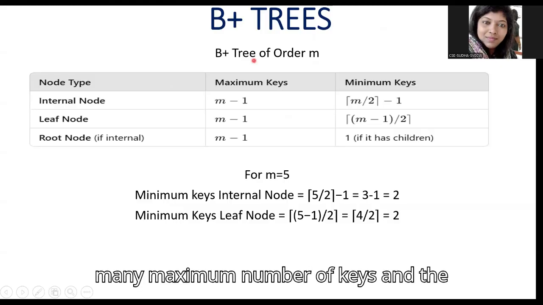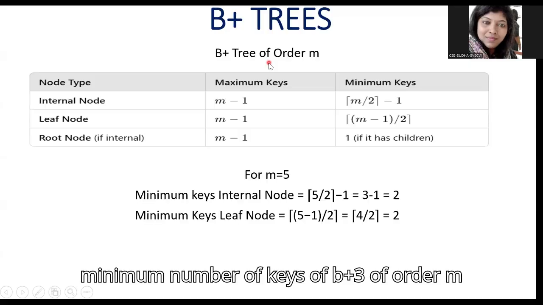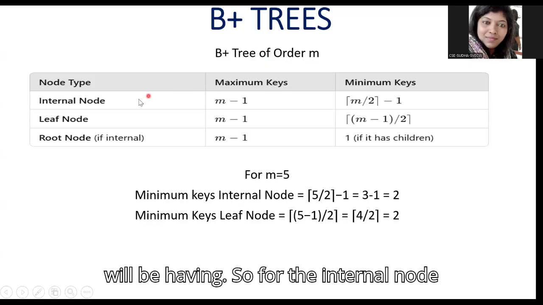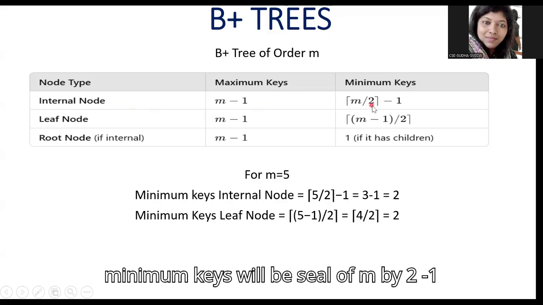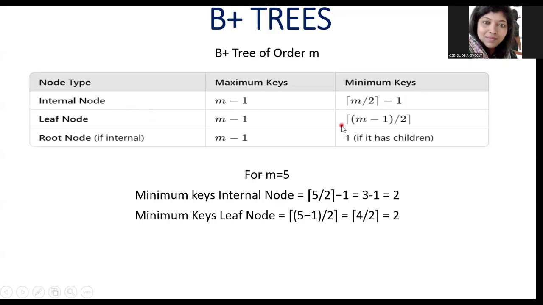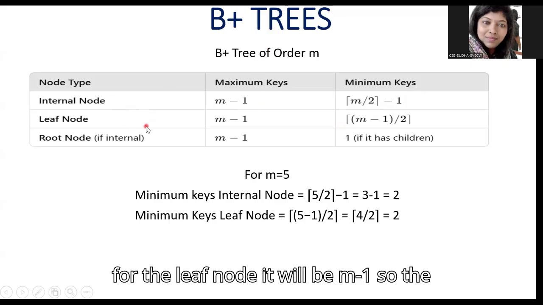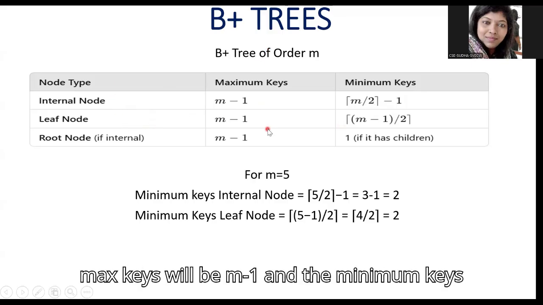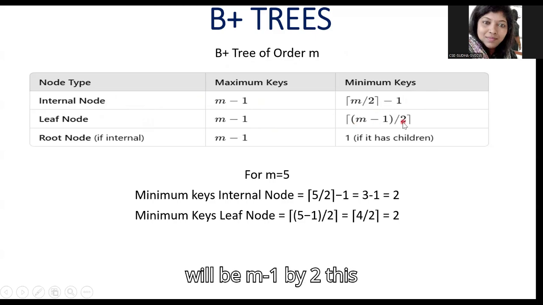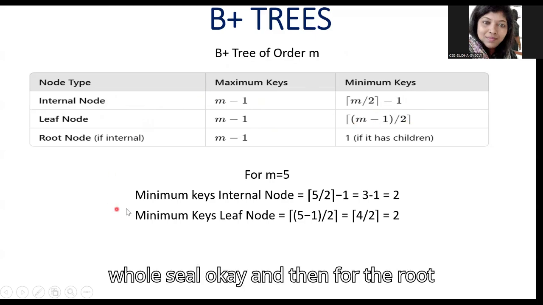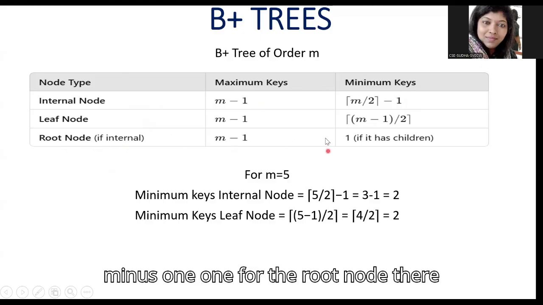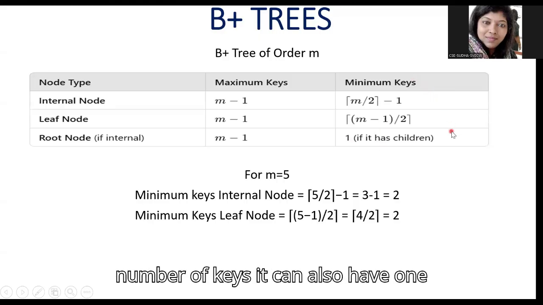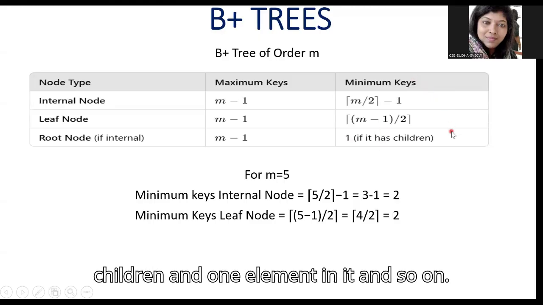How many maximum keys and minimum keys will a B plus tree of order m have? For the internal node, the max keys will be m minus 1 and the minimum keys will be ceil of m by 2 minus 1. For the leaf node, the max keys will be m minus 1 and the minimum keys will be ceil of (m minus 1) by 2. For the root node, if internal, the max is m minus 1, and there won't be any condition for the minimum number of keys. It can also have one child and one element in it, and so on.